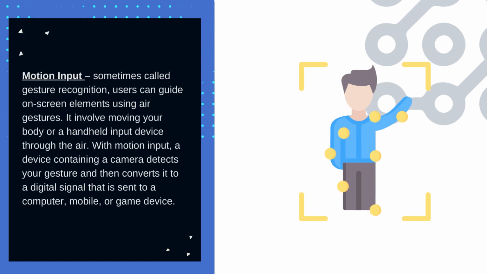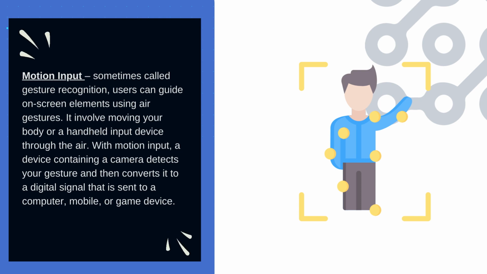Next is motion input, sometimes called gesture recognition. Users can guide on-screen elements using air gestures. It involves moving your body or a handheld input device through the air. With motion input, a device containing a camera detects your gesture and then converts it to a digital signal that is sent to a computer, mobile, or game device. For example, gamers can swing their arm or a controller to simulate rolling a bowling ball down a lane toward the pins.